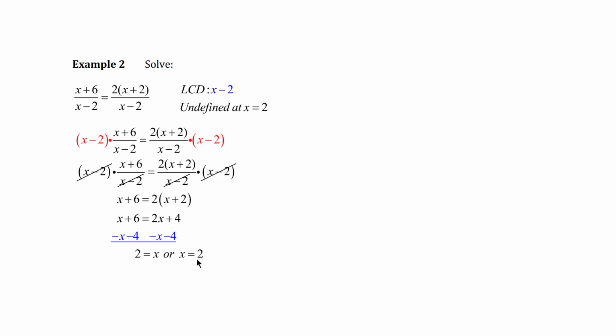Because our value for x resulted in the x value that makes the rational equation undefined, this means that we have no solution for this rational equation. So I wrote a circle with the diagonal line going through it to indicate that there's no solution.